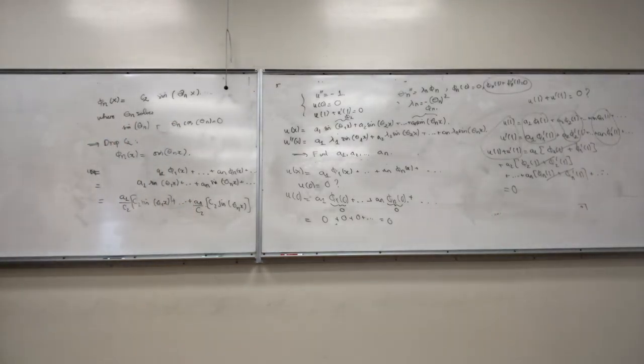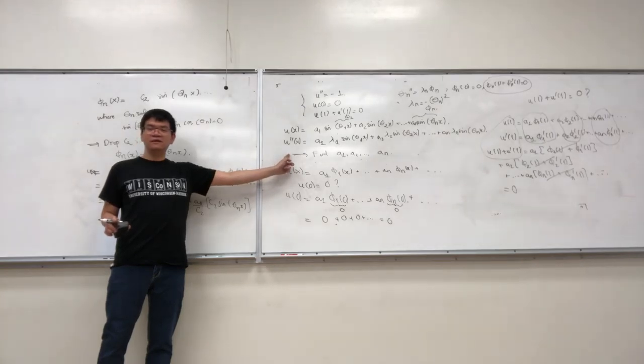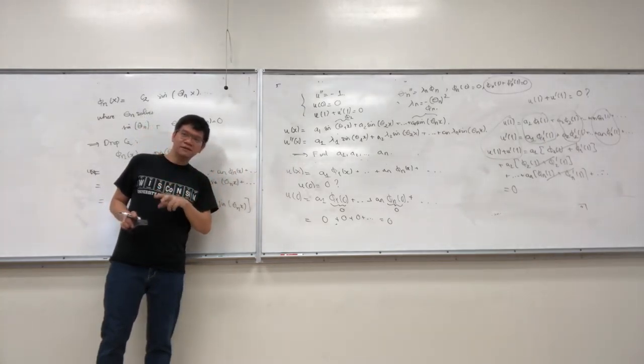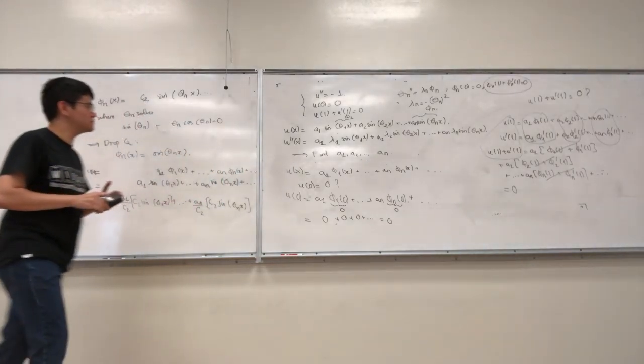Questions? Now I have to find a1 through an. How do I find a1 and an? For a1, you do the inner product of a1 lambda 1 sine of theta 1 x with every element. But you don't have u prime second, right? Oh, isn't u prime second just equal to negative 1?